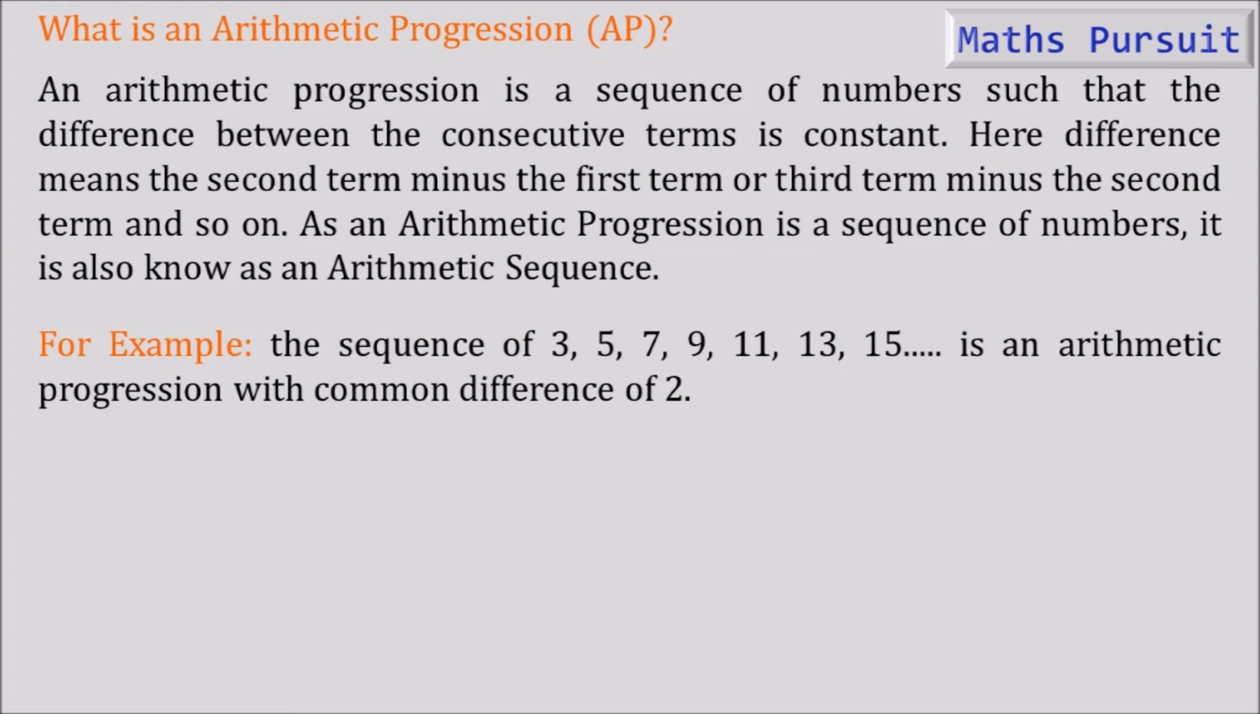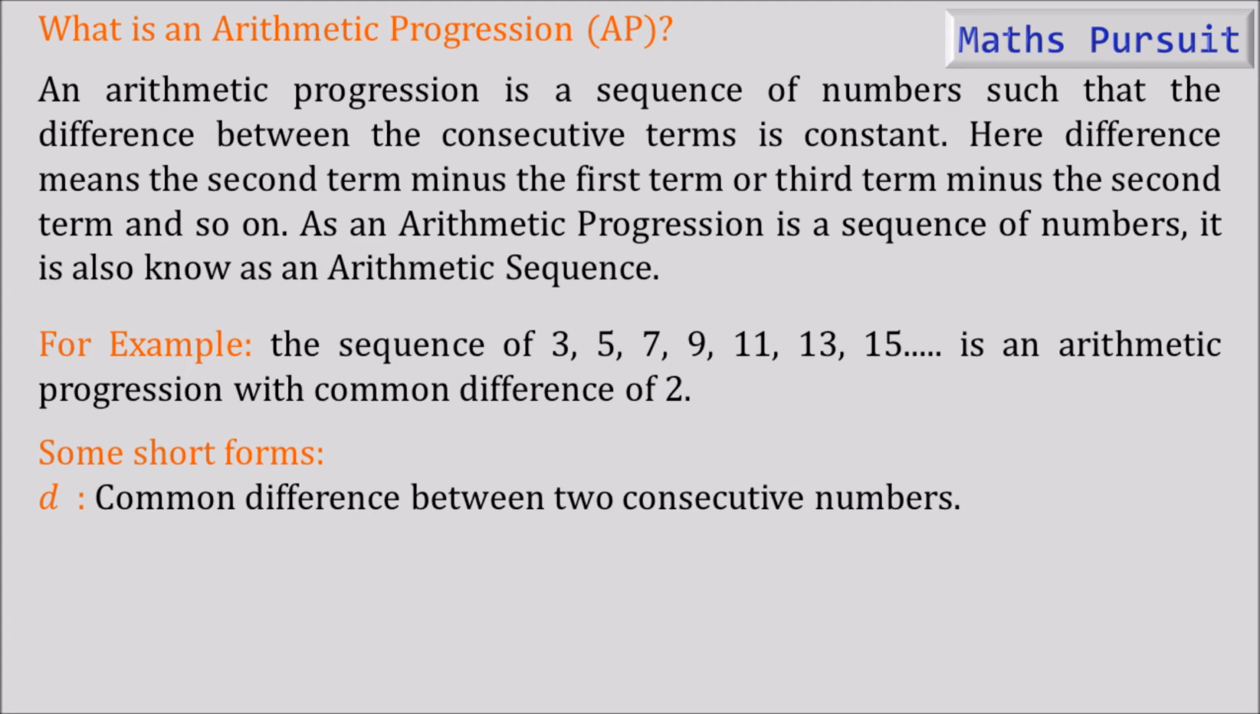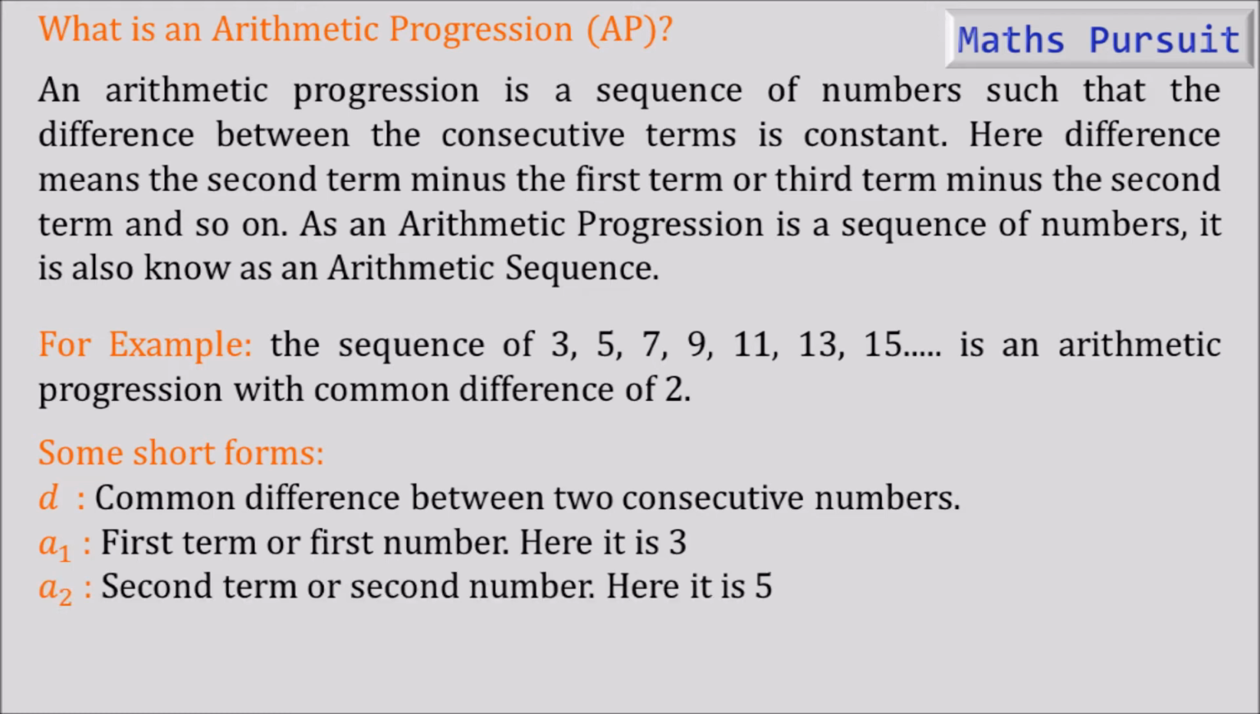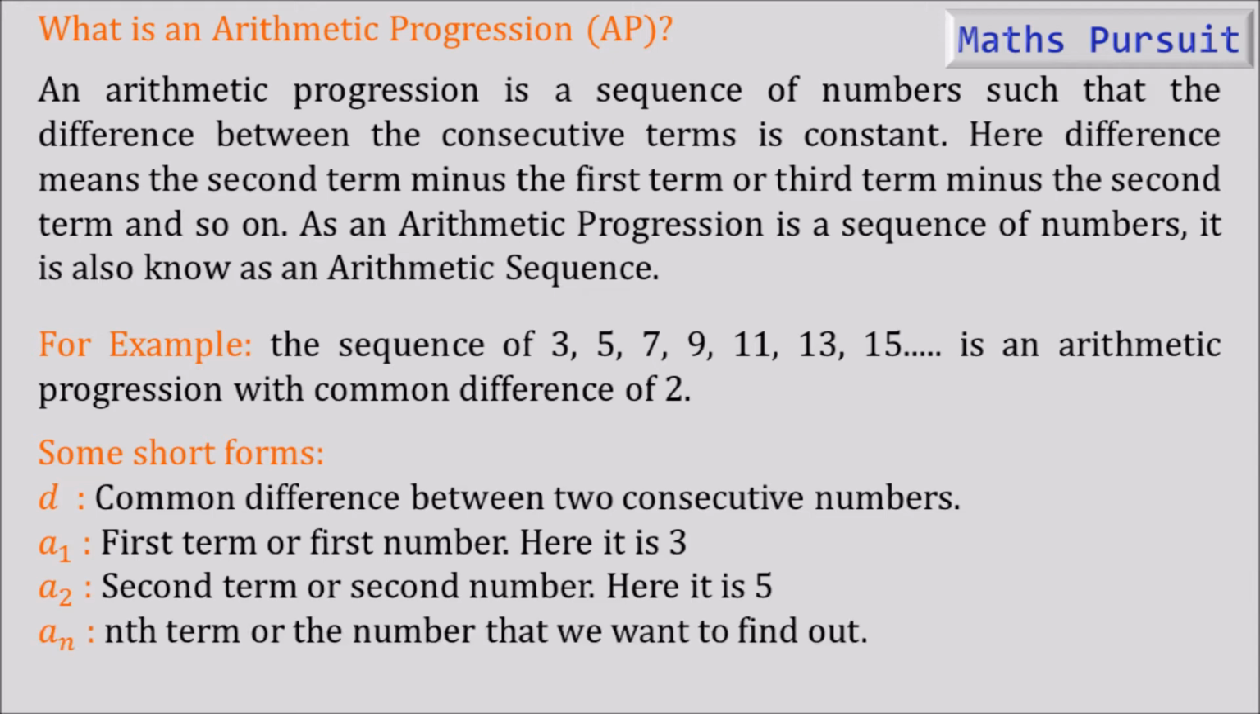Now let us understand some short forms. D is nothing but common difference between two consecutive numbers. A1, we will refer to as the first term or the first number from the sequence. Here A1 is 3 in our given list. A2 is nothing but the second term or second number. Here A2 is 5. AN is nothing but the nth term that we want to find out. Suppose we don't know the value of the nth term, so we are calling it AN.